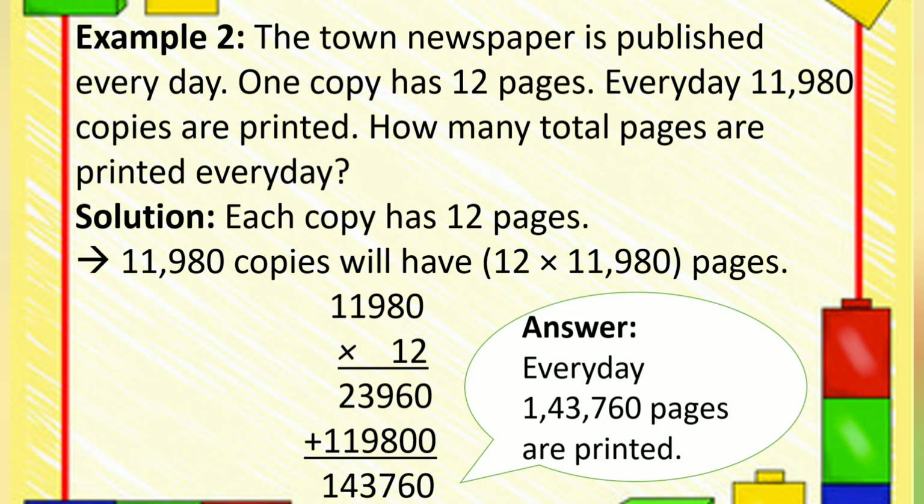Solution. Children, you can see each copy has how many pages? 12 pages. So 11,980 copies will have 12 multiplied by 11,980 pages. That is 11,980 multiplied by 12. And you will get the answer as 1,43,760. So every day 1,43,760 pages are printed.